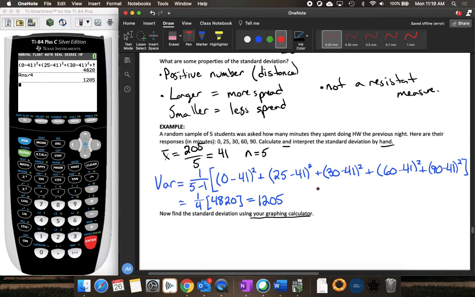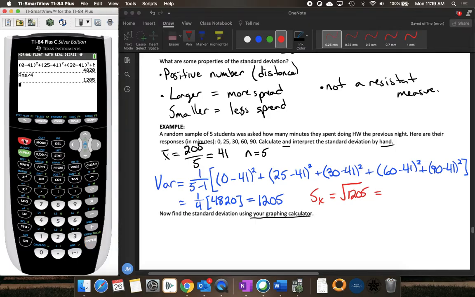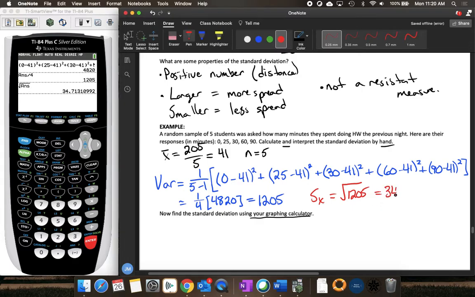So for standard deviation, remember you take the square root of variance. And so that would be the square root of 1,205. When you take the square root of that answer that we just got, we'll get 34.71. So there's our standard deviation. So that was the calculate part.